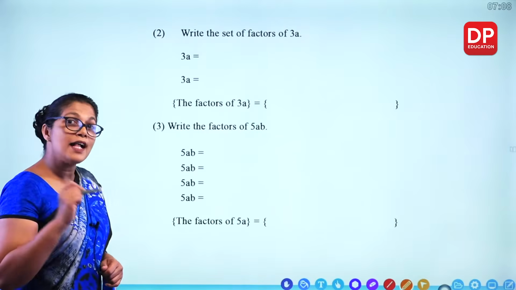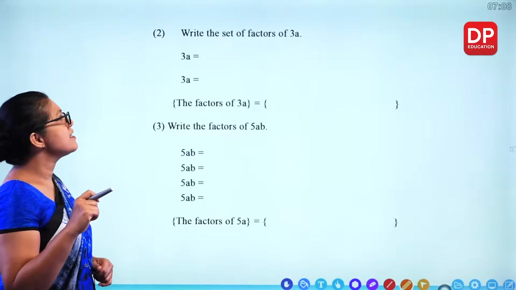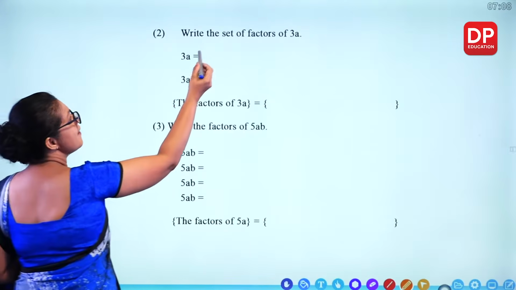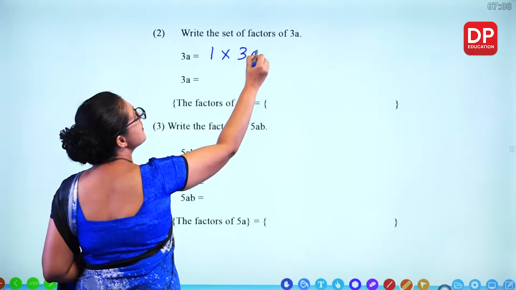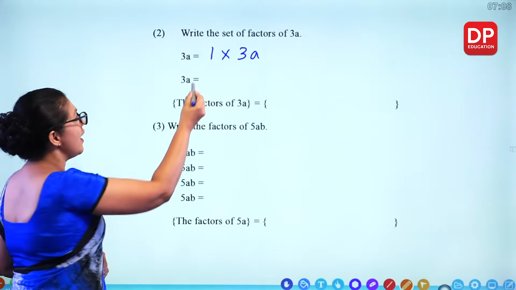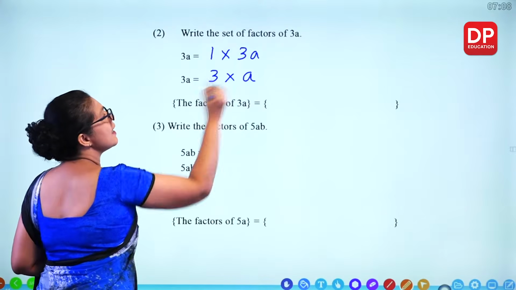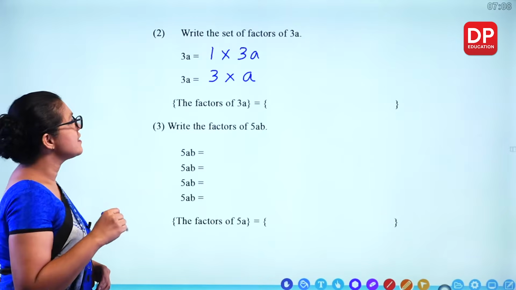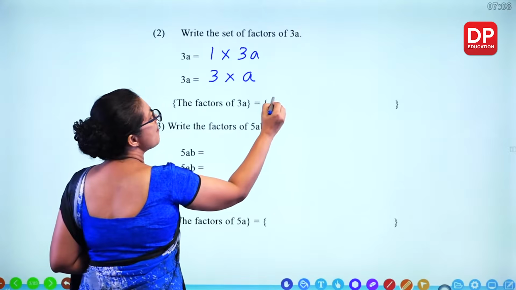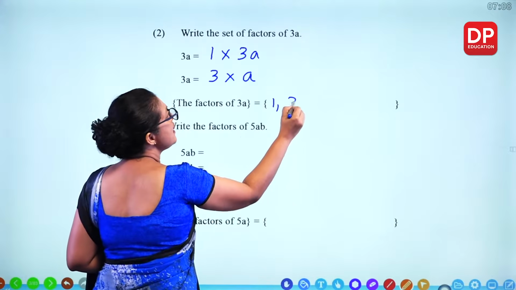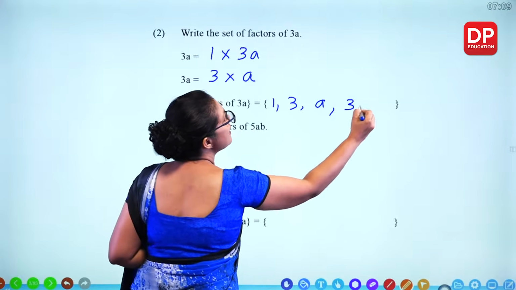Now we'll take algebraic expressions. Now it's 3a. How can you write down 3a? I can write, starting from 1 times 3a, or I can write 3 times a. Then what are the factors in 3a? I can write the numbers 1 and 3, a and 3a.